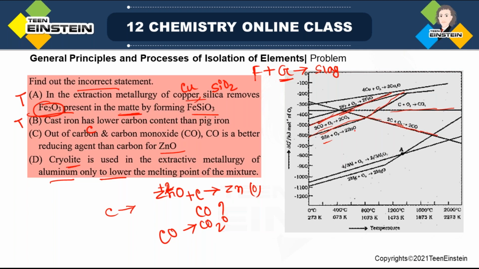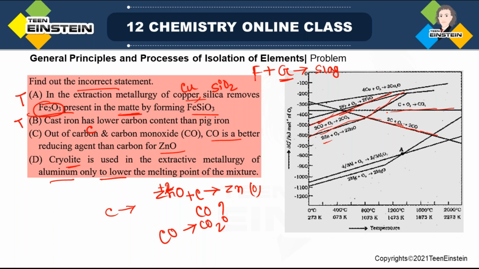But the reverse reaction is not possible because the line of CO2 is above the line of zinc to Zn. So CO cannot be a better reducing agent. So it means statement C is wrong. Now out of carbon and carbon monoxide, if CO is not a better reducing agent, then carbon should be the better reducing agent. But why is it so?